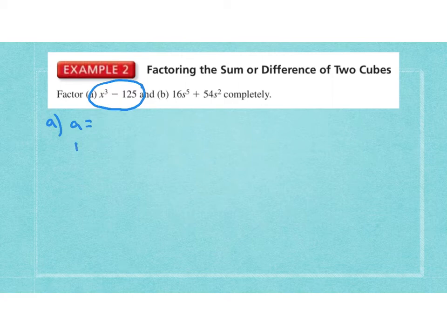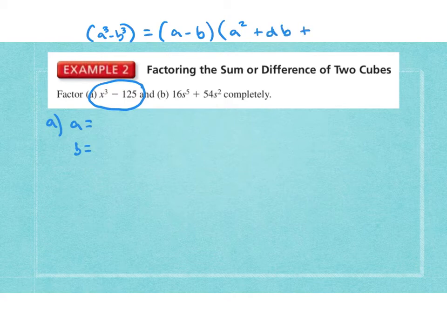That would be our b. So I'll write the formula again here. If we have a cubed minus b cubed, we factor that into a minus b times a squared plus a times b plus b squared. So first thing we need to do is find out what our a is and what our b is, and then we plug that into our formula.